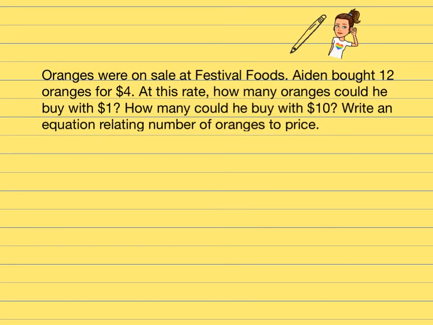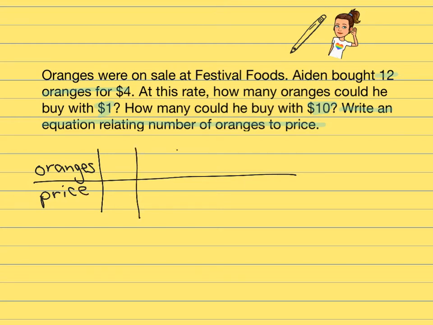Let's try again. Oranges were on sale at Festival Foods. Aiden bought 12 oranges for $4. At this rate, how many oranges could he buy for $1? How many could he buy for $10? Write an equation relating number of oranges to price. We'll begin by setting up a ratio table, and we're going to compare oranges to price.